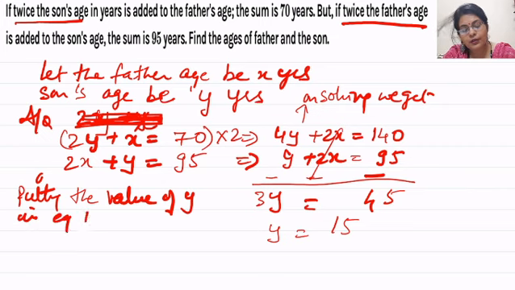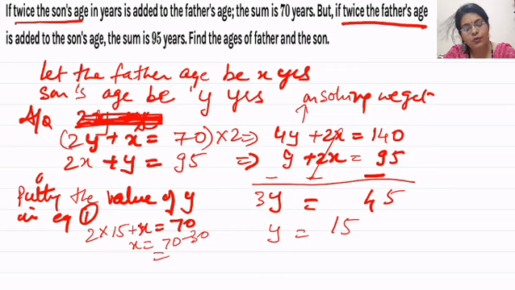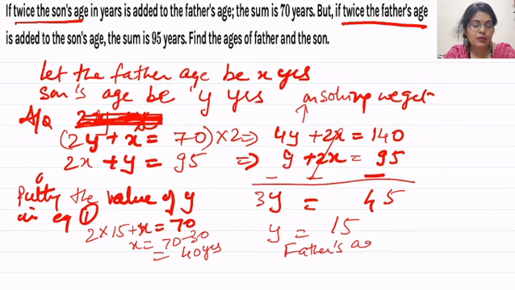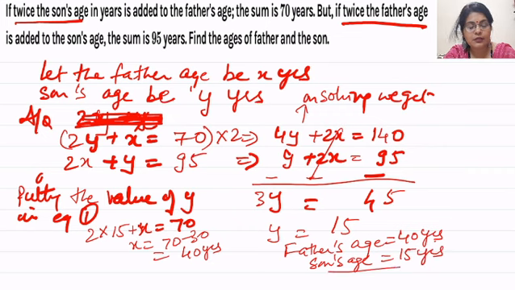In equation 1. So what is our equation 1? 2y, 2 into 15 plus x is equal to 70. So x is equal to 70 minus 30. So what do we get? 40. So father's age is 40 years and son's age is 15 years. This is our answer.